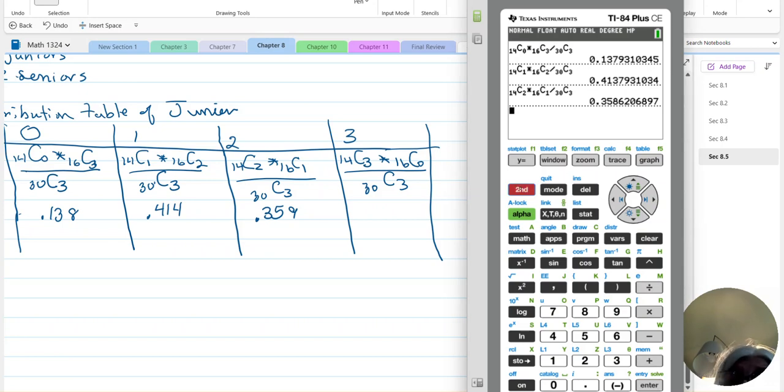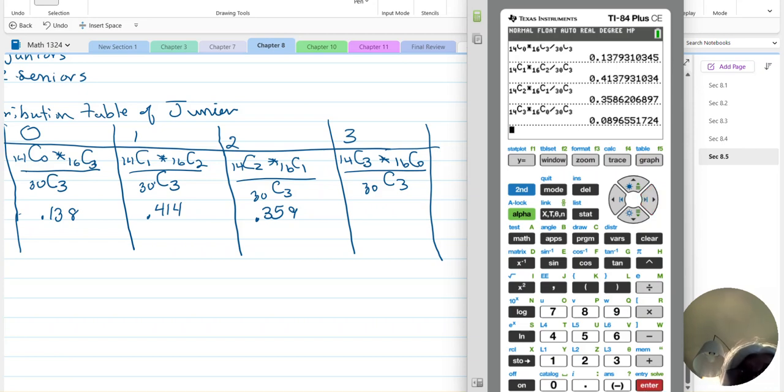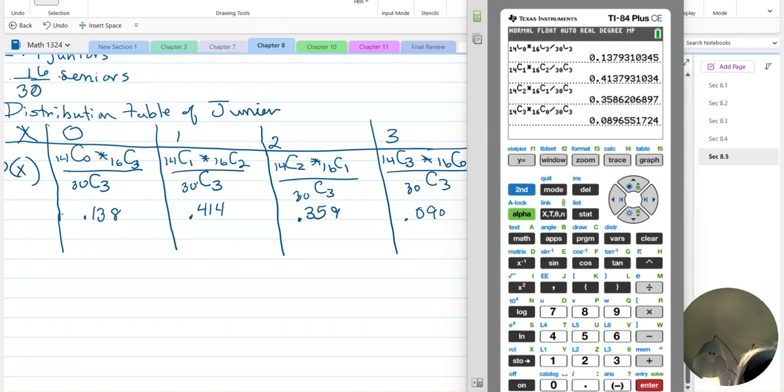Now I'm going to do the last one. A 3, 3 and a 0. And this one is a 0.09. Sure is. So if I add them up, I'm going to have 1.01. It's pretty good. All right.